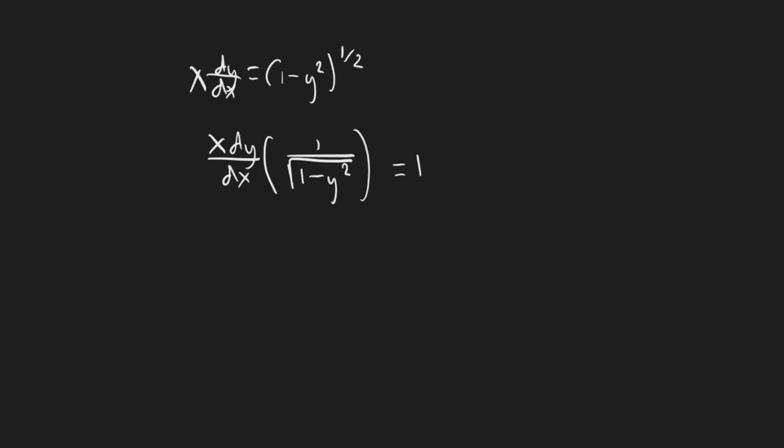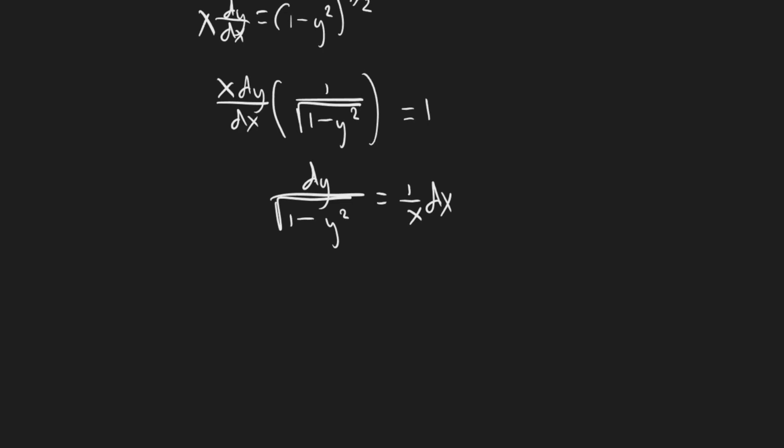There's nothing on the right side, but now we can multiply by dx and divide by x, which would give us dy over the square root of 1 minus y squared equals 1 over x dx. So immediately, okay, every y is on the left, every x is on the right. That means it's separable, so that's nice. So as we've been doing, let's just take the integral of both sides.